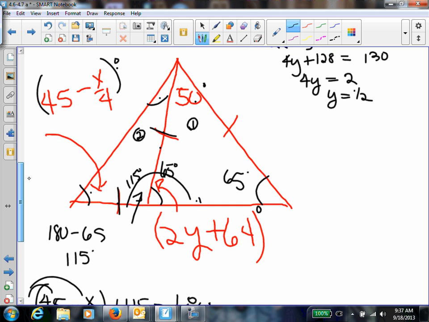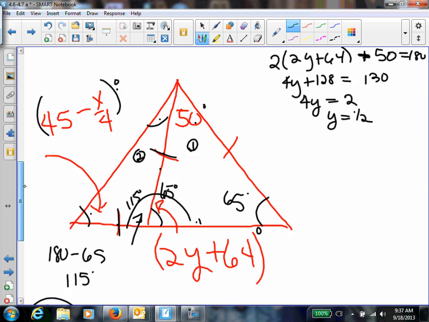So what was I trying to find? I was trying to find x and y. I found both of them. I'm done.